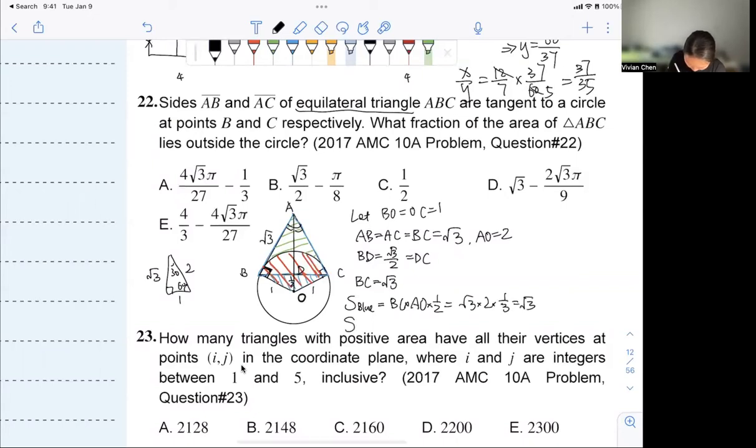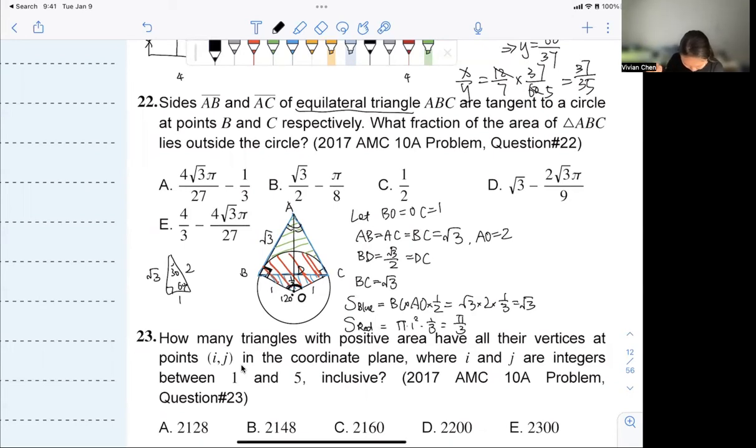Okay, what about the red area? So this angle is 120 degrees. It is 1/3 of 360 degrees. So the area of the red places is 1/3 of the total circle. The total circle is pi r squared. R is 1, so it's just pi times 1 squared times 1/3. It is pi over 3. And now we have it.